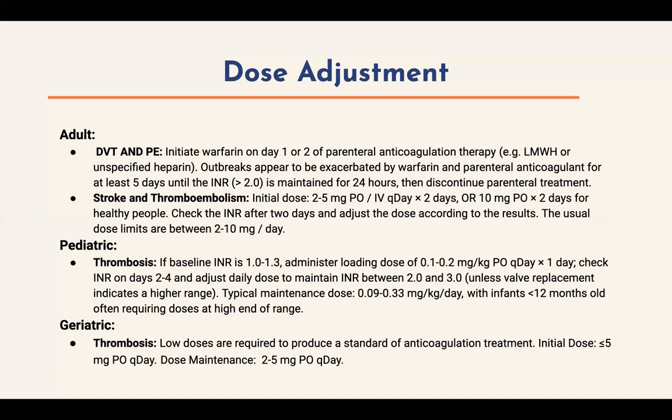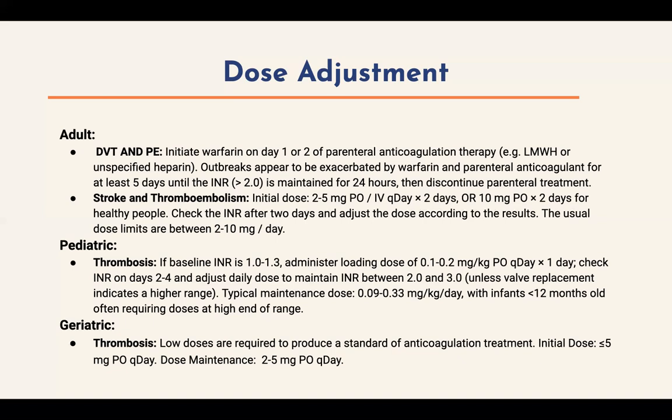Similarly, in stroke and thromboembolism, the initial dose is 2 to 5 mg per oral or IV once a day, given for 2 days, or 10 mg per oral given for 2 days for healthy people. Check the INR after 2 days and adjust the dose according to the result. The usual dose limits are between 2 to 10 mg per day.